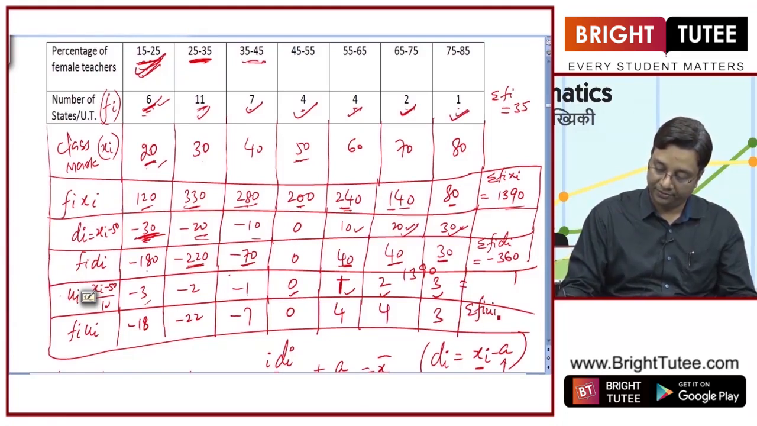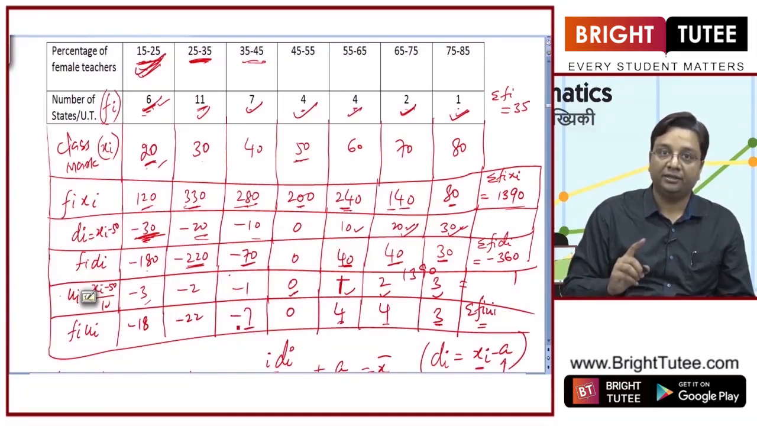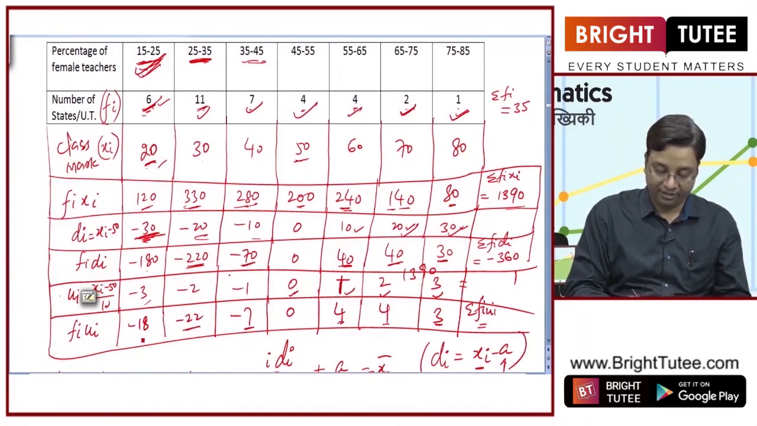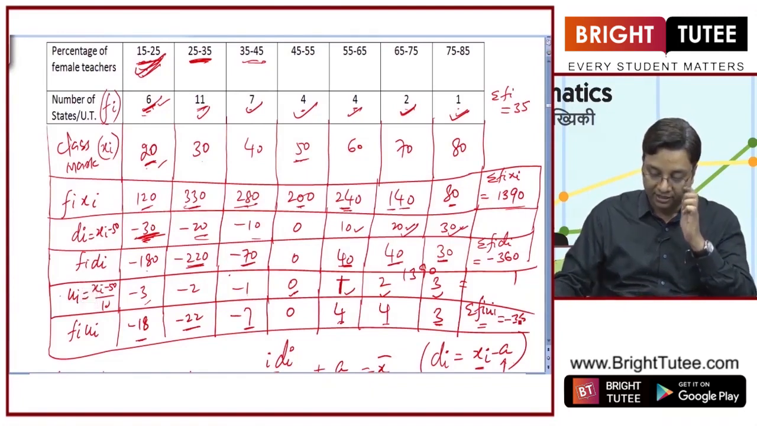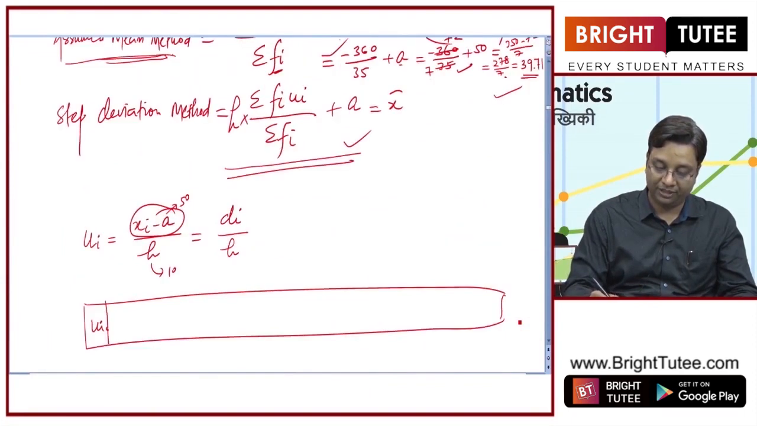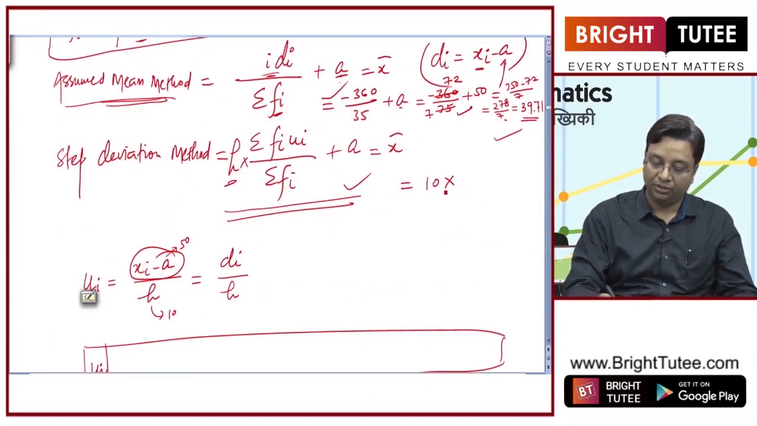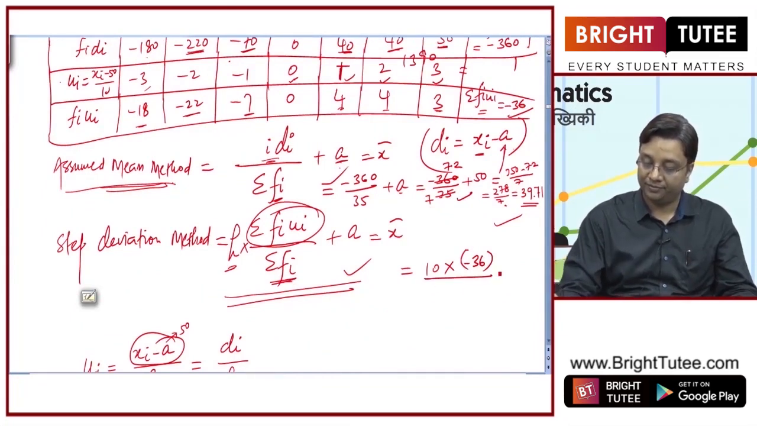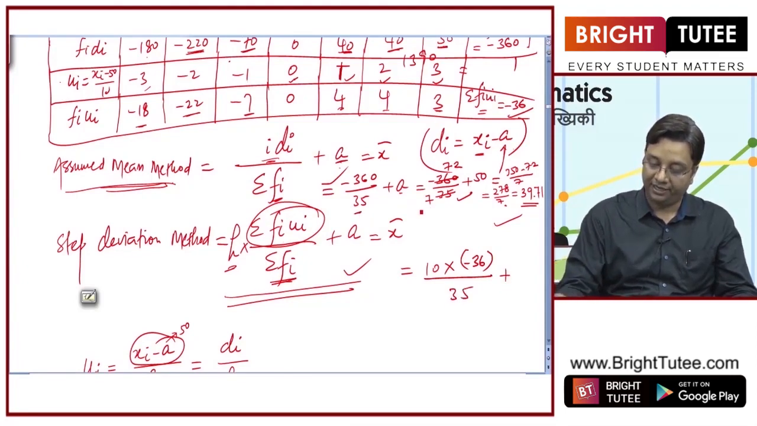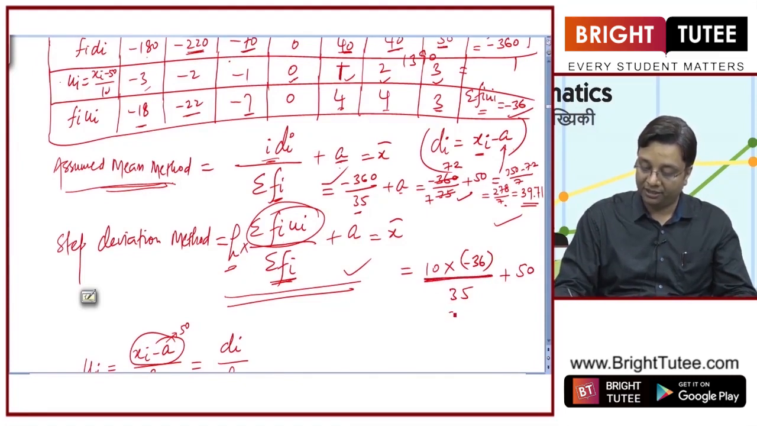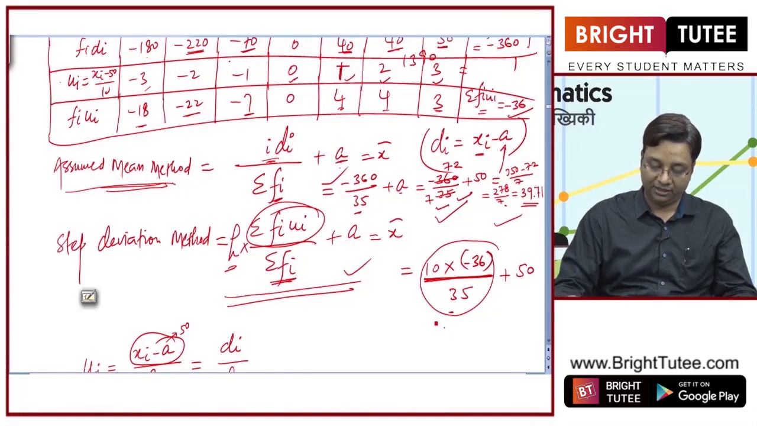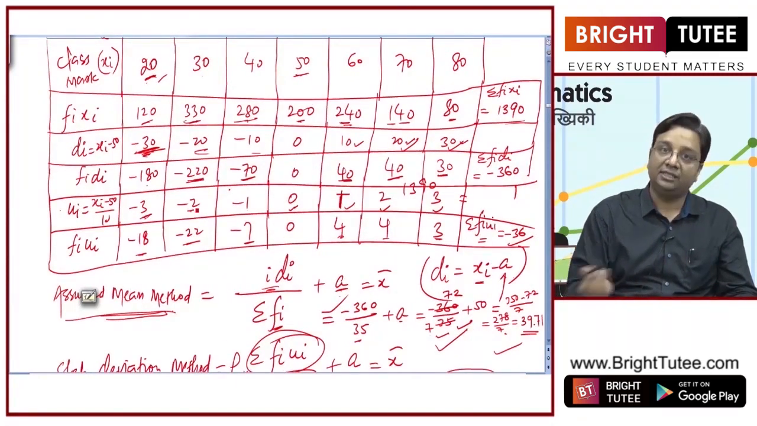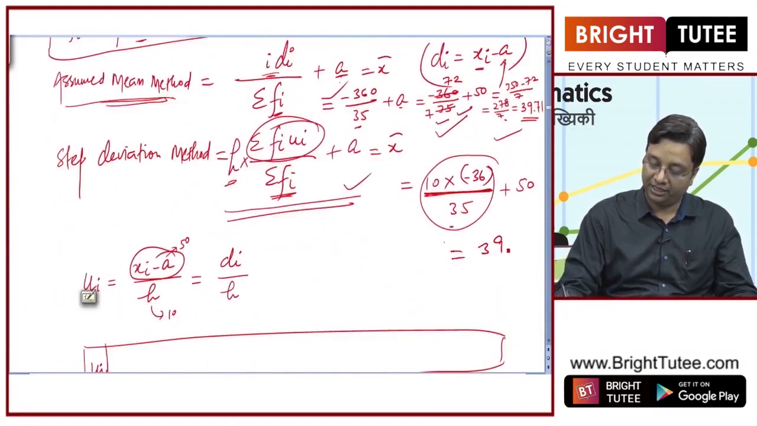So what will be sigma fi ui? It will be equal to 4 plus 4, 8 plus 3, 11. This is plus 11, and minus 7 will make it plus 4. This is minus 22, so it will become minus 18, minus 18 and minus 18, minus 36, right? Now sigma fi ui we have calculated, so we will use our step deviation method here, which is h, 10, into sigma fi ui, which is minus 36, divided by sigma fi, which is 35, plus a, which is 50. Now you look at this, this is minus 360 by 35, which we obtained in the assumed mean method also. This is the same calculation, but in this step deviation method the numbers became shorter, so it was easier to calculate. However, the result will be the same, which is 39.71.